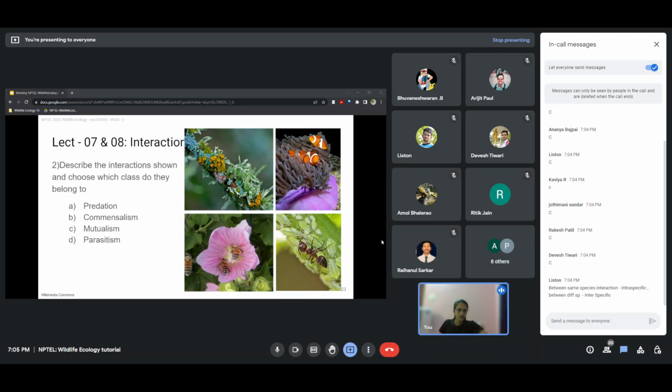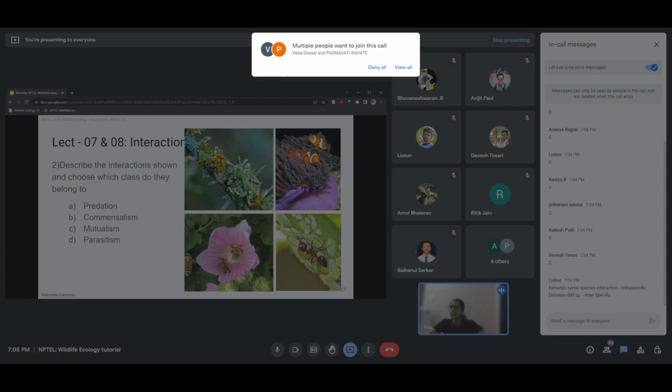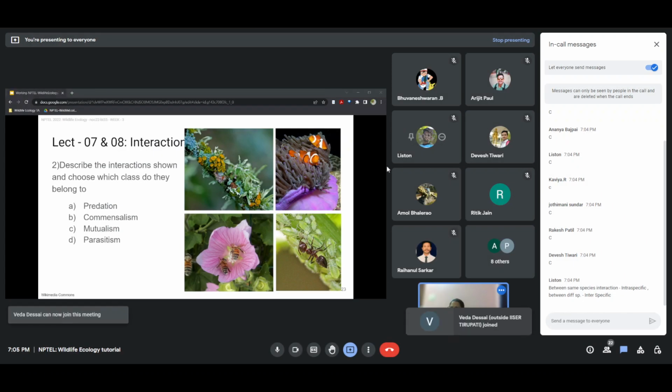So there are a couple of interactions shown out here. You can choose which class they belong to. So we can first go over the figures. Does anyone have any idea as to what these interactions are? Maybe we can first discuss that. Has anybody seen any of these images before or knows anything about any of these images? You can pick any one.